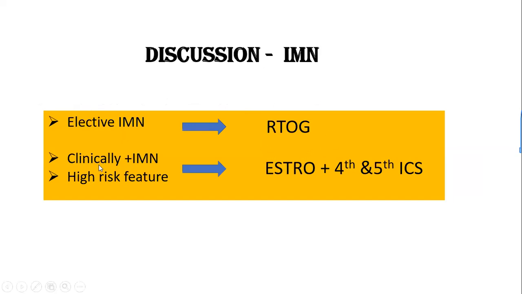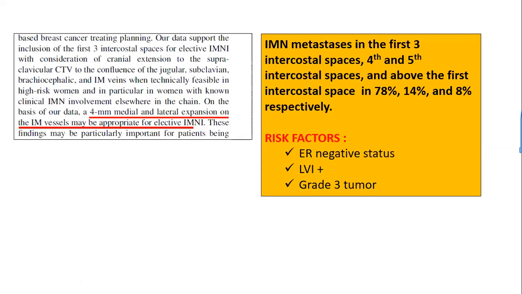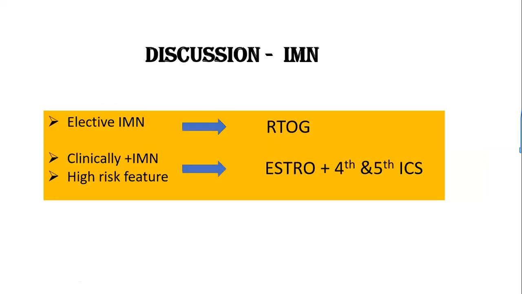But whenever there is a clinically positive internal mammary node, or when there are high risk features like hormone negative status, lymphovascular invasion or grade 3, it is always better to contour it with the ESTRO guidelines, and then again take the margin and extend caudally to the fourth and fifth intercostal space. That means even in this area, in the IMN, both guidelines actually fail, because we have to take this extra margin.